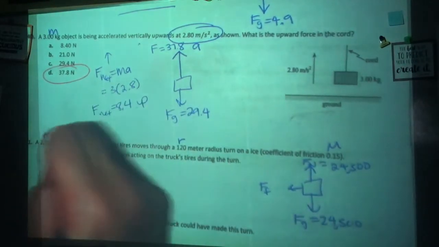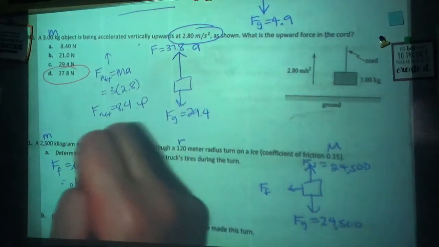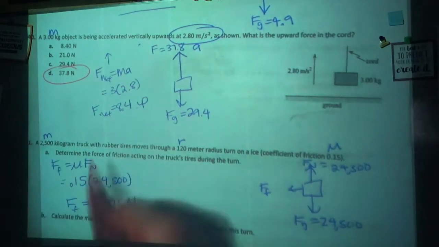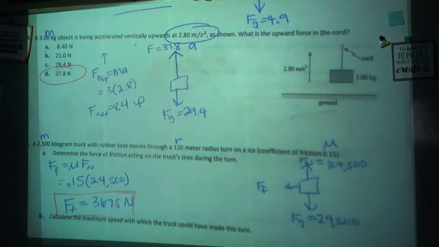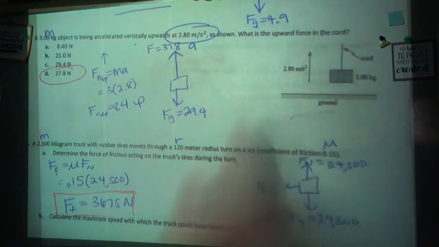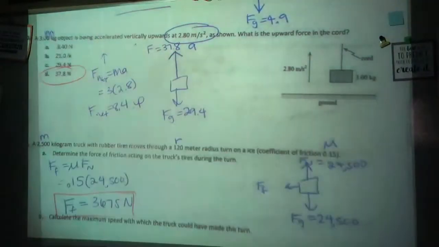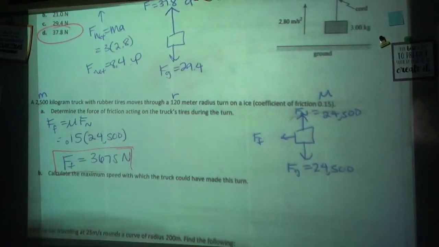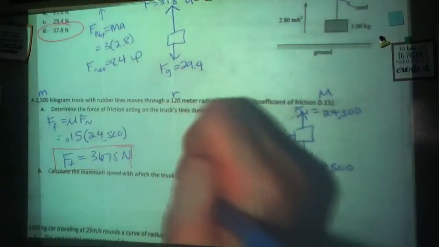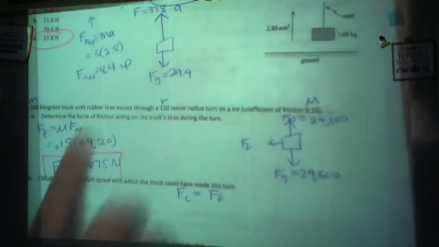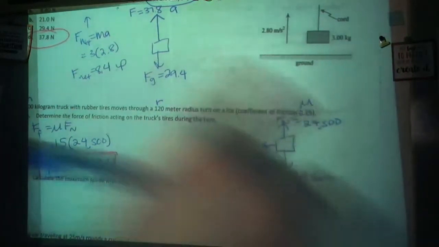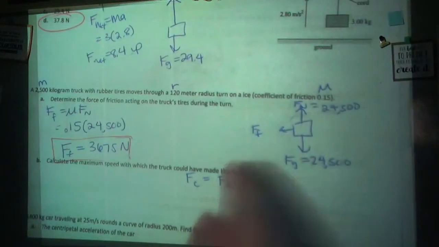So that gives me a friction force of 367 newtons. And B is asking what the maximum speed the truck could have made this turn. So if I'm talking about making a turn that's going in a circle, because I talk about radius, and I'm relating that to friction. So this is the case we talked about in class where my centripetal force is my friction force. So when we have an object that is on a surface, in this case the truck is on the road, and it is moving in a circle, my centripetal force is my friction force.